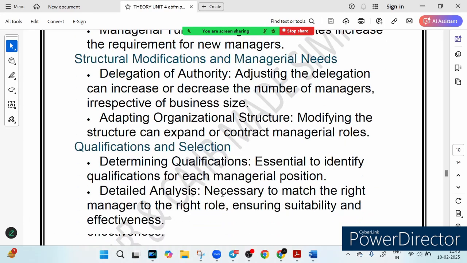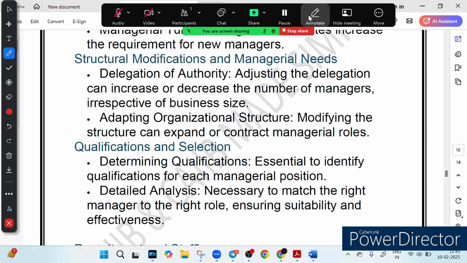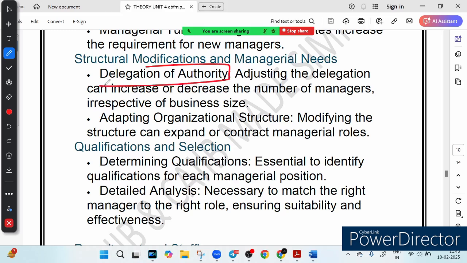Now let's talk about structural modification and managerial needs, right? So the first thing is the delegation of authority. What does it mean? Giving managers more or less decision making power can change the number of managers required. So if you have a fewer number of managers and you give them more decision power, then you automatically don't need more managers, right? So here is the key point. Delegation means you are giving them decision making power. That is what you are delegating, the task, right?